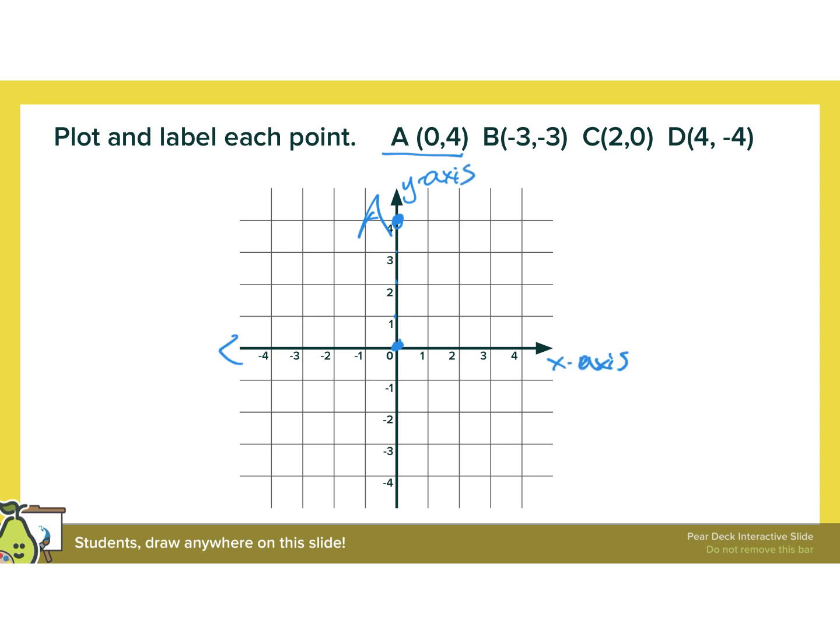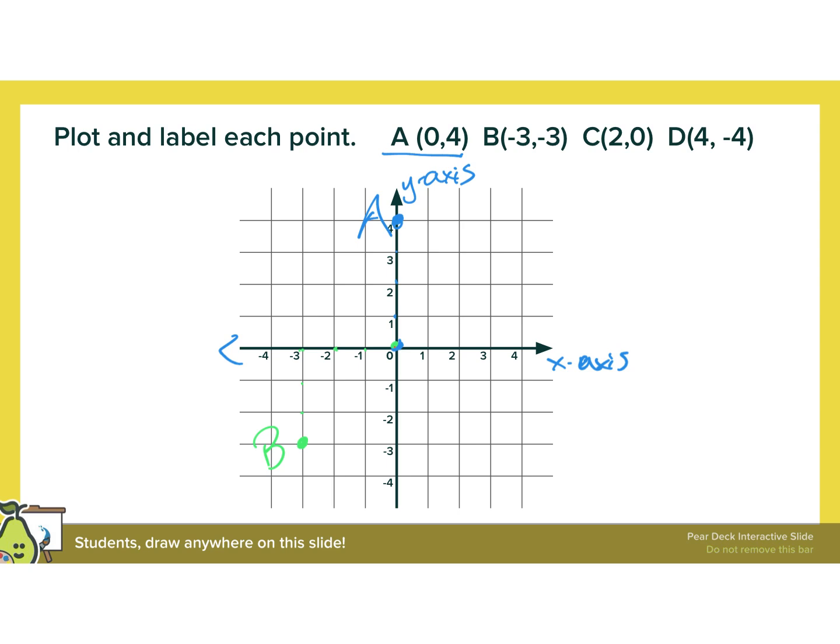Always label everything. I'm going to switch to a different color, and I'm going to do point B. Start at the middle. My x is -3, so I move left, 1, 2, 3. My y is also -3, so I move down, 1, 2, 3. Here is point B.